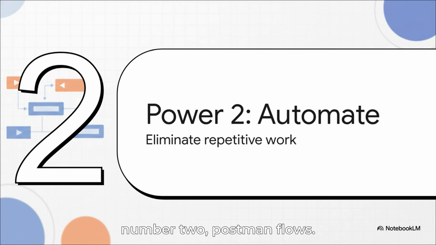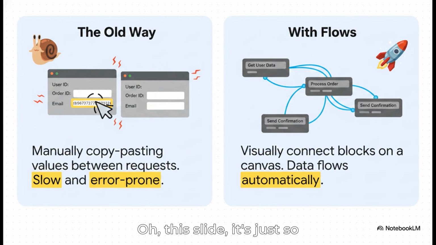All right, superpower number 2, Postman flows. This is all about getting rid of those repetitive, multi-step tasks that just eat up your day. You know what I'm talking about. Every time you have to run a whole sequence of API calls just to set up a single test case. Ugh, this slide, it's just so painfully familiar, right?